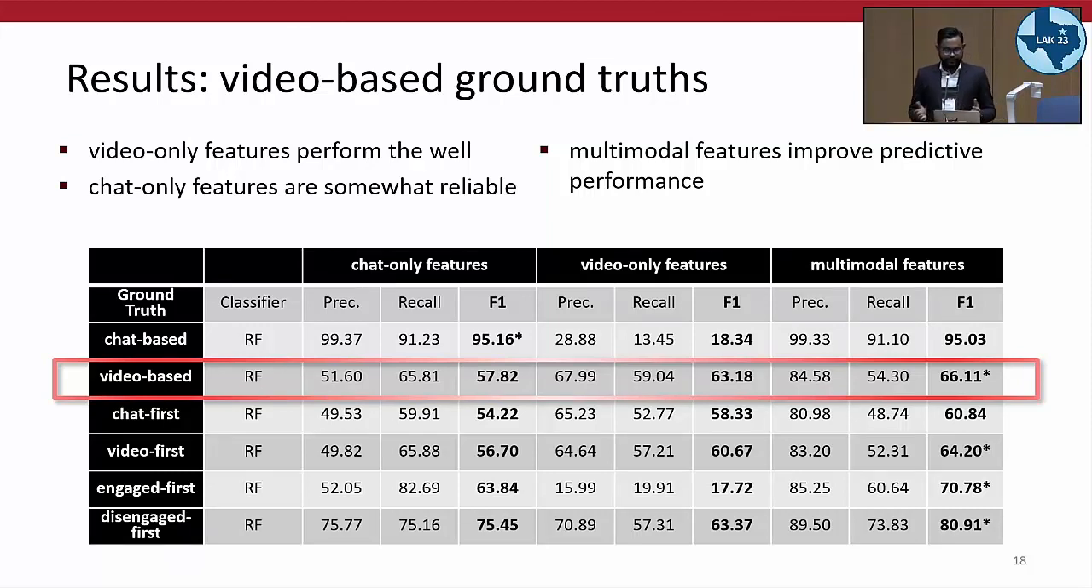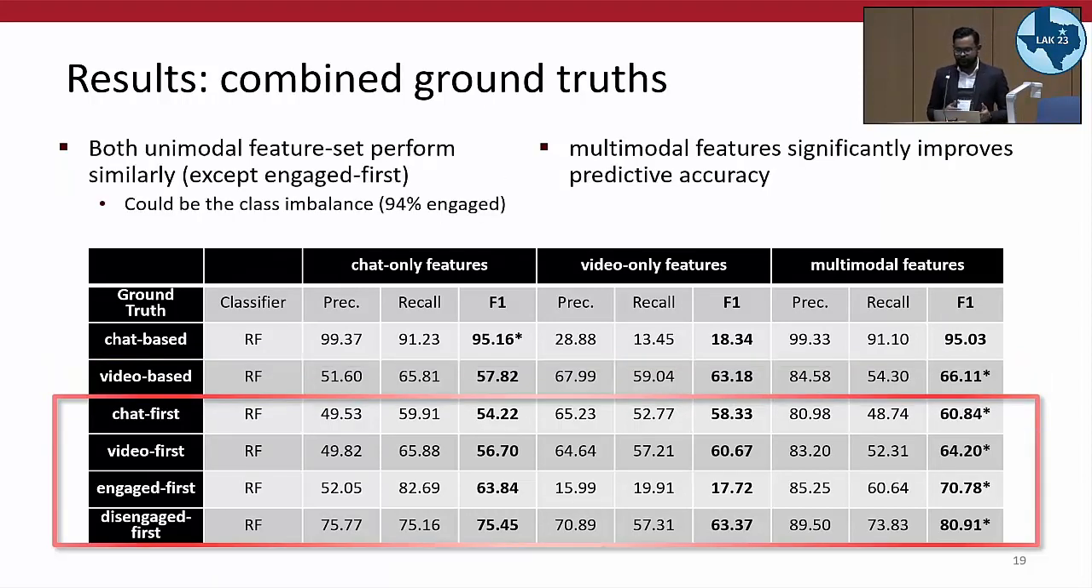For the rest of the four different combinations of labels, we see that both of the two different modalities are performing almost similarly, except in the case of engaged first for video features. And this could be because, as we said before, the class is highly imbalanced and the video doesn't actually capture those nuances. But in all of these cases, multimodal features are always performing better. They are improving the predictive accuracy.